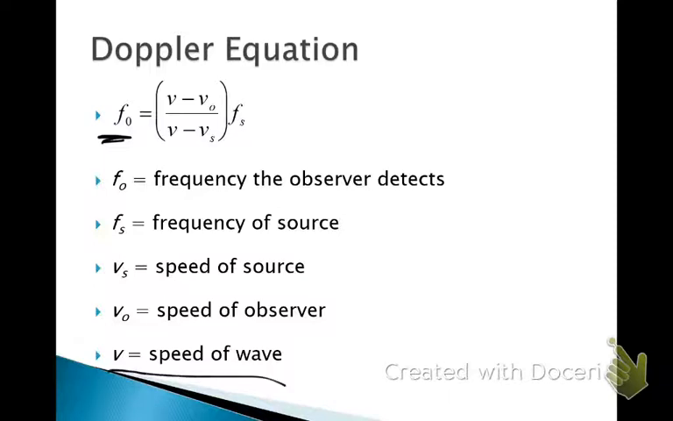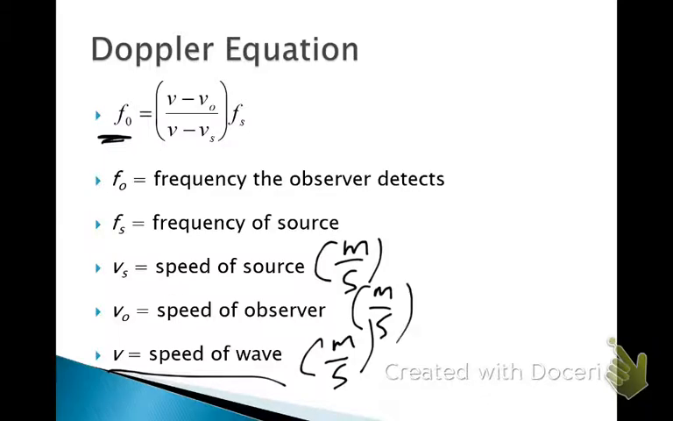So V is the speed of the wave. That'll be in meters per second. Vs is the speed of the source, in meters per second. VO is the speed of the observer, also in meters per second. Fs is the frequency of the source in hertz. And Fo is the frequency the observer hears or detects.